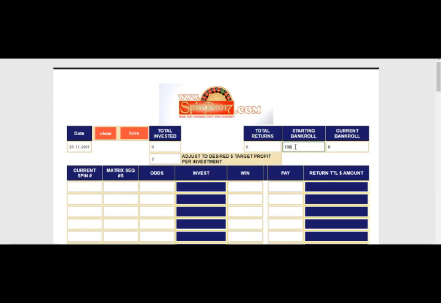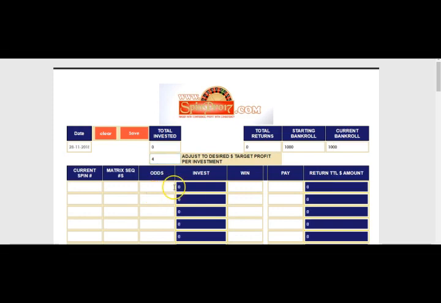So we're going to use $1,000 as our base bet, and we're going to show you just how simple it is. This calculator will turn every single investment into a winning investment on proposition once you have a win. For this demonstration, we're going to use a base adjusted desired target profit per investment. We're going to make this $4.